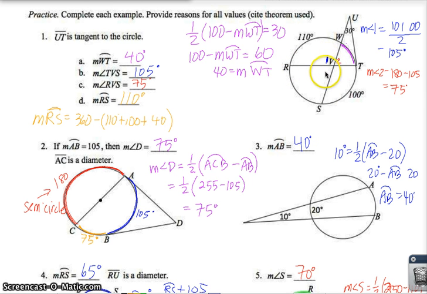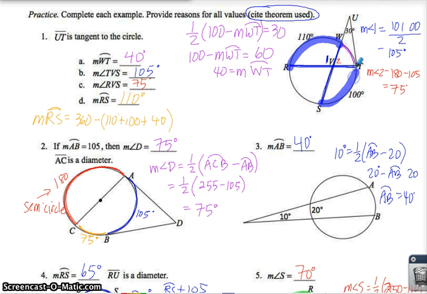So once you find this one, you can find this one. Well, how do you find angle 1? Well, that's the theorem on the front. Remember, it asked you to cite the theorem used. So here are the two chords that create angle 1. So once you get those two chords that create angle 1, then you're looking at the arc measures.